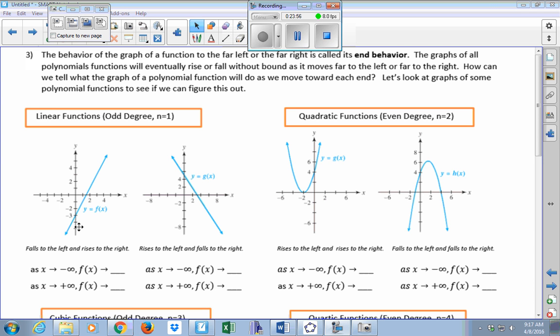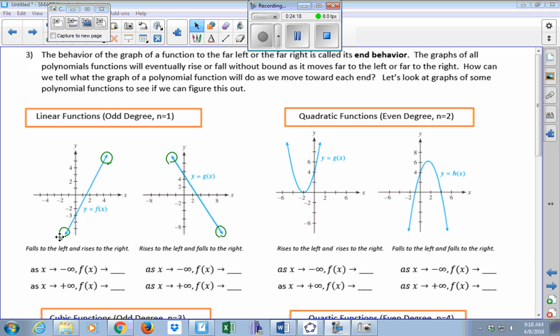End behavior means the x's are going all the way out here. Where's my y value going? X's are going all the way out here. Where's my y value going? It's the very ends of your polynomial. And often we just indicate that idea with these arrows. We never go out that far.